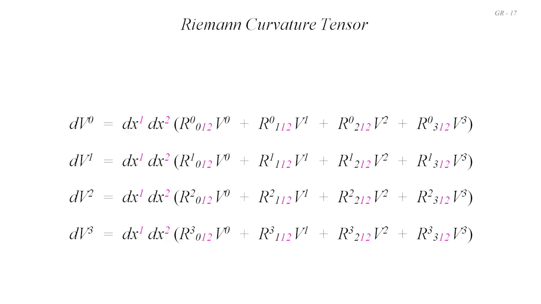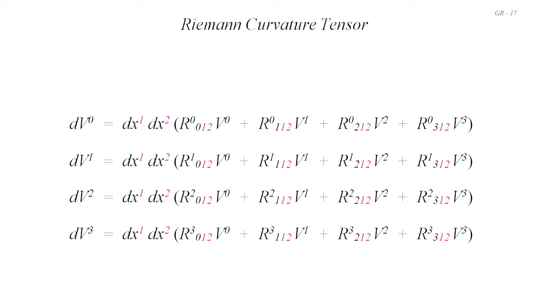And this would give us these four equations for the change in each of the four components of our vector v as we take it around that loop dx1, dx2. Let me repeat, this is four-dimensional space-time. So the vector is what we would call a four-vector and has four components.